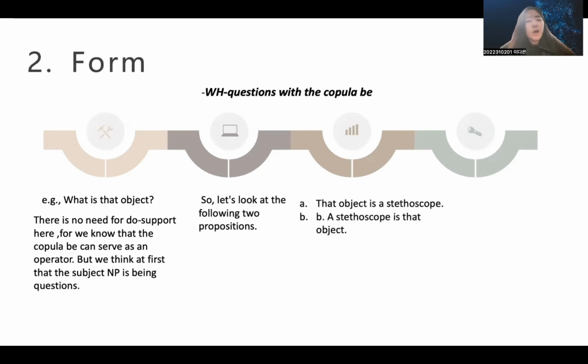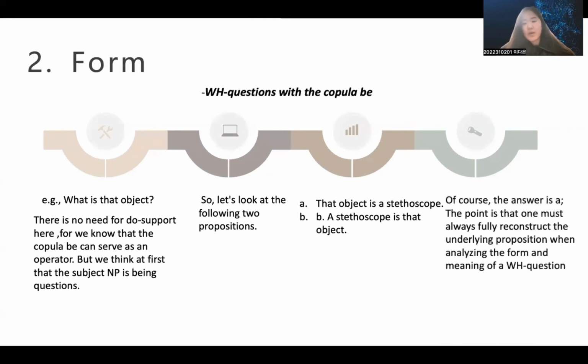A. That object is a stethoscope. B. A stethoscope is that object. Of course, the answer is A. The point is that one must always fully reconstruct the underlying proposition when analyzing the form and meaning of a WH question.